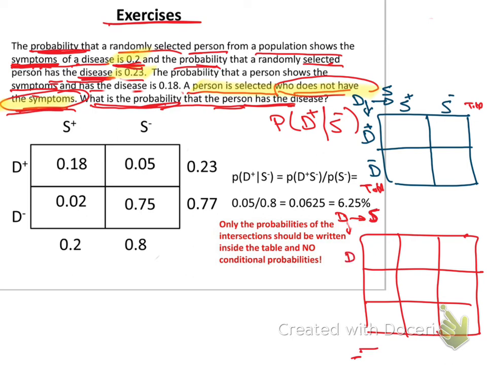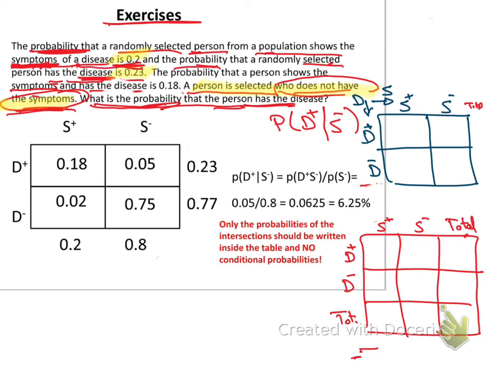Here I have D positive, D negative, and this is the total. I have also here S positive and S negative, and this is the total. Okay. He mentioned in the question that the person randomly selected from the population shows the symptom with probability 0.2.